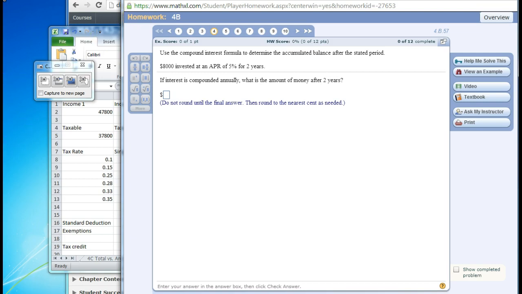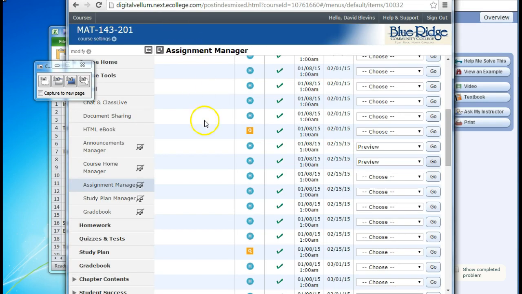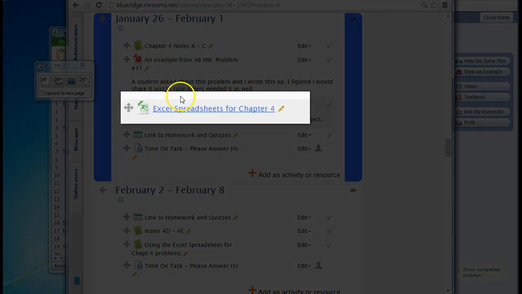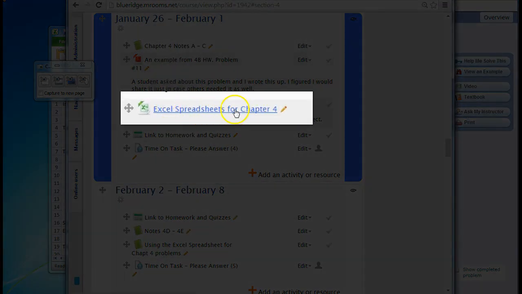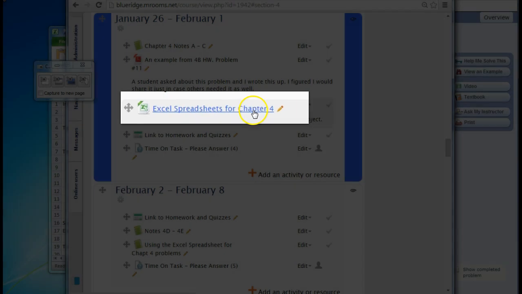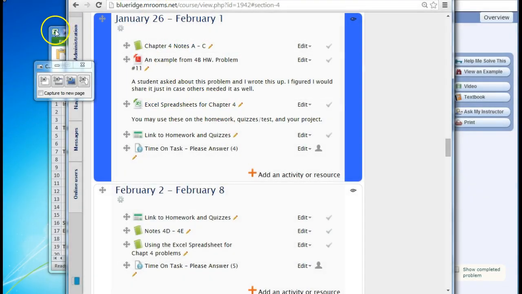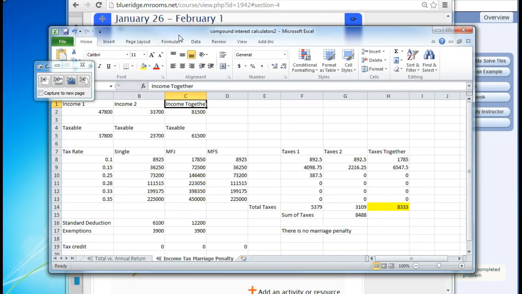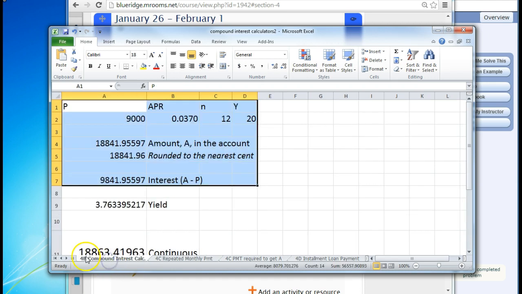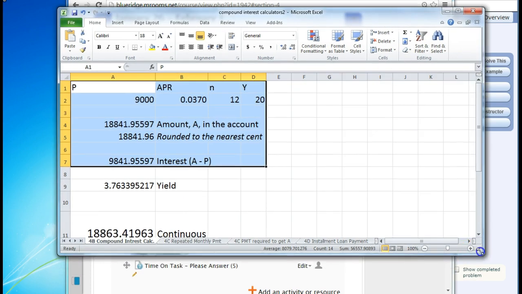Hello class, this is a video to show you how to use these Excel spreadsheets that are downloadable here. Once you download those, you'll see different sections down here where the things come from. The first one that you can use is in 4B, the 4B homework set. So I'm going to open this.